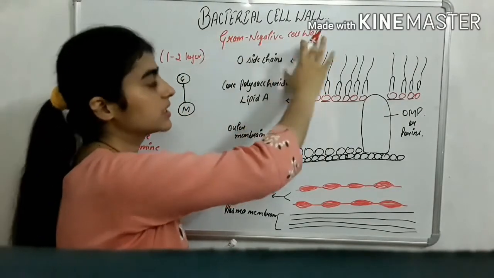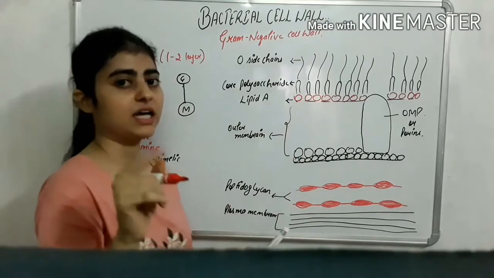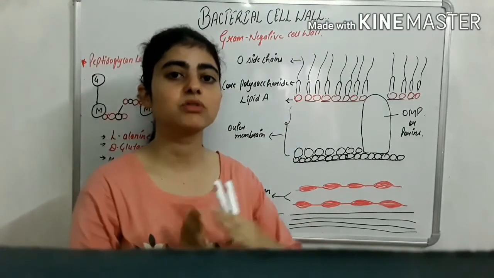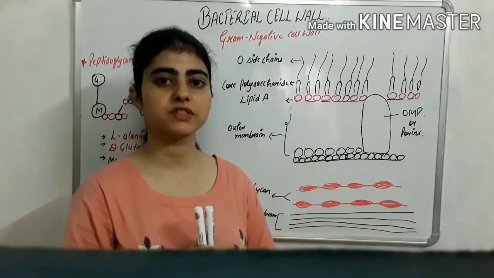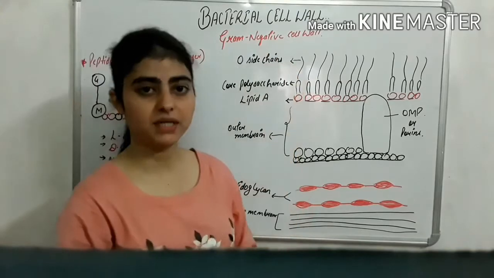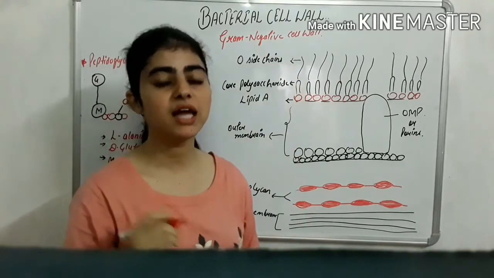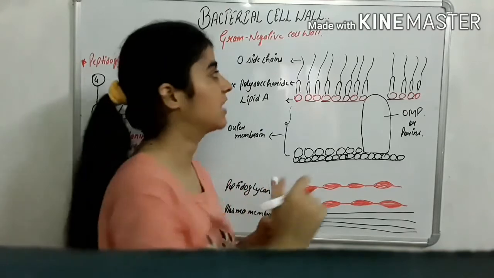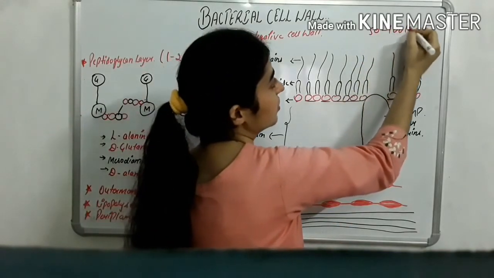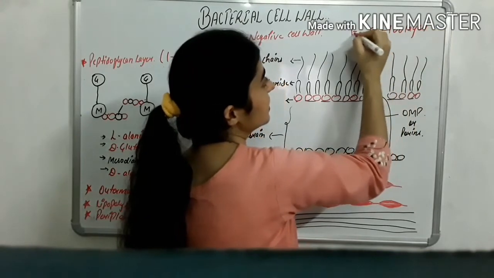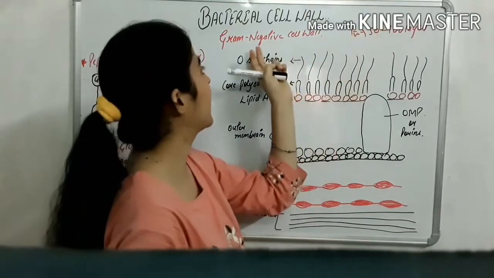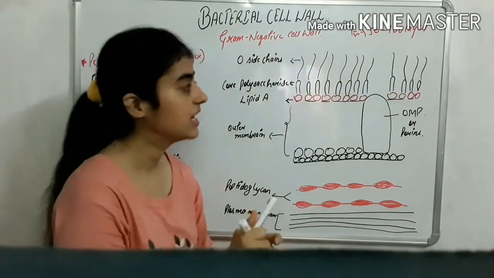Cell wall. Now we will focus on the gram-negative cell wall. One thing I forgot to mention in the gram-positive cell wall: we have talked about the peptidoglycan layer, and that is much thicker as compared to the gram-negative cell wall. The peptidoglycan layer of the gram-positive cell wall contains 50 to 100 layers, so it is 50 to 100 layers thicker as compared to the gram-negative cell wall.